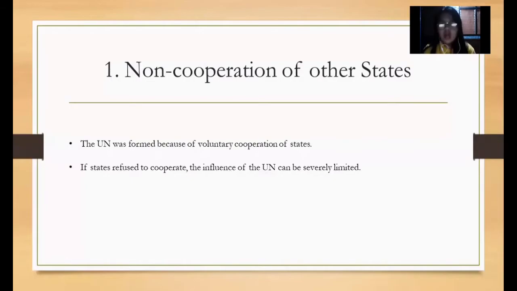So, that is my report, and the second one will be discussed by the next reporter, and she will further explain the problems of the UN.